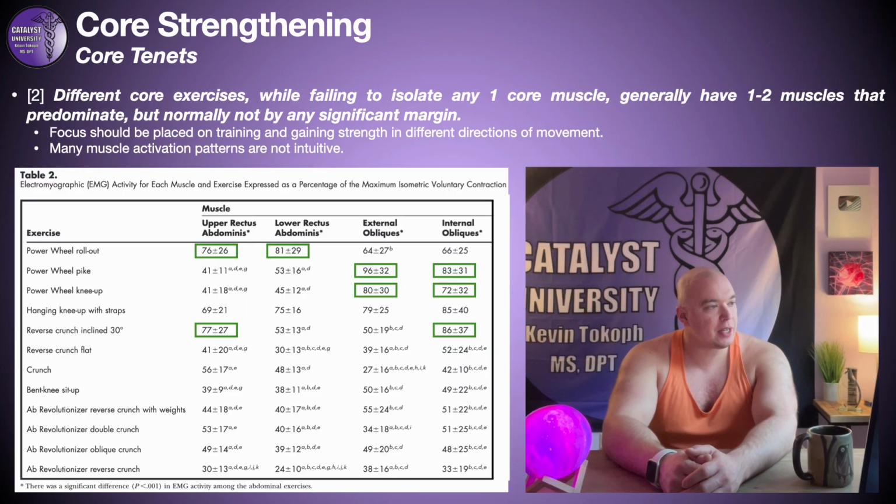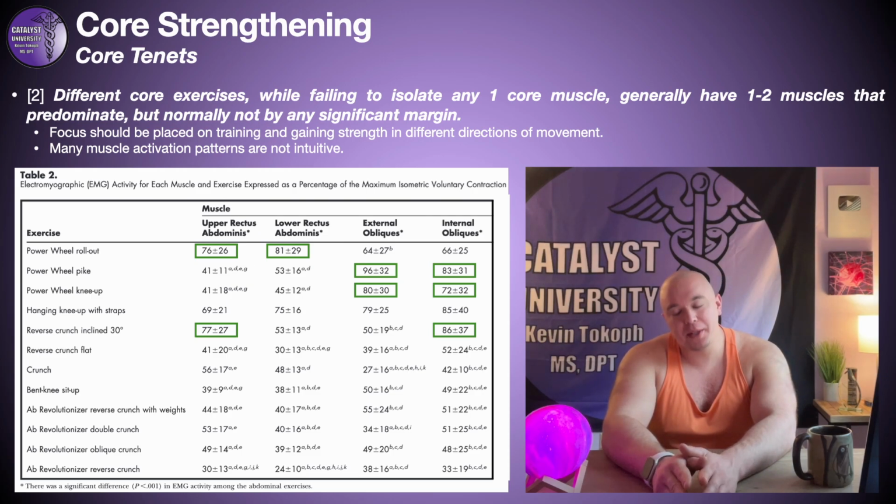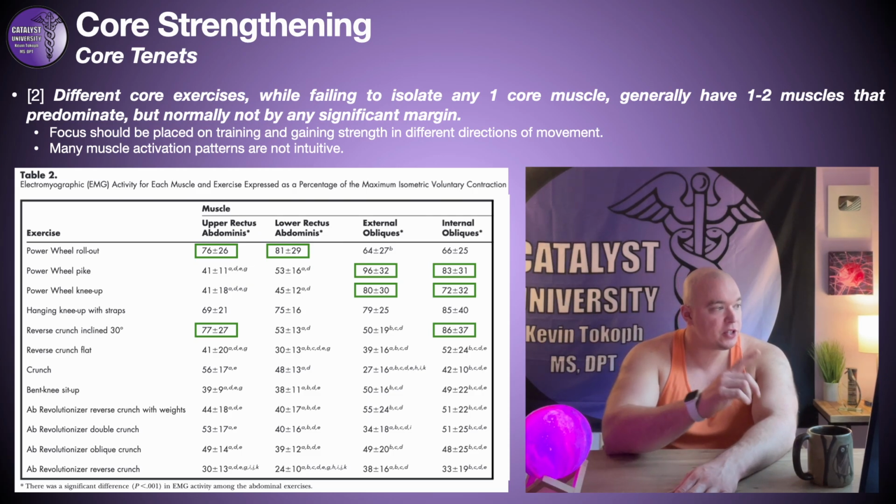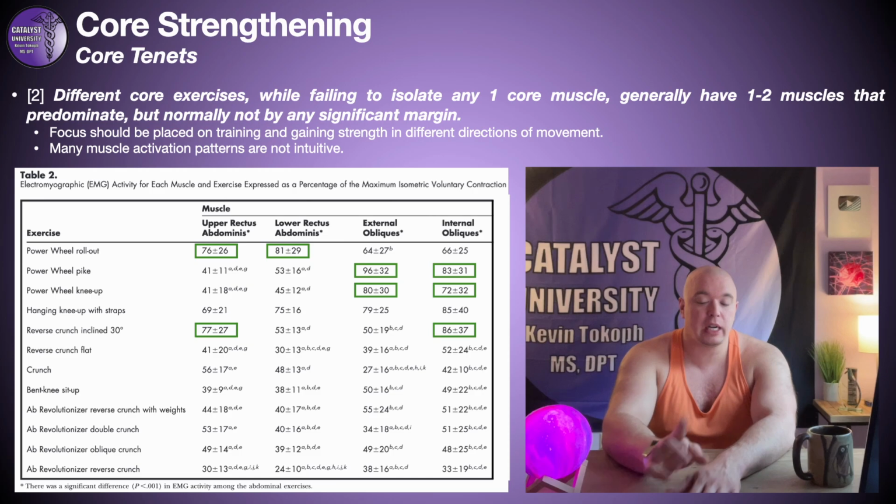Different core exercises, while failing to isolate any one core muscle, generally have 1 to 2 muscles that predominate, but normally not by any significant margin. What does that mean? Well, let's break it down by looking at this table, which is also from another study that I will also have linked in the description of this video.